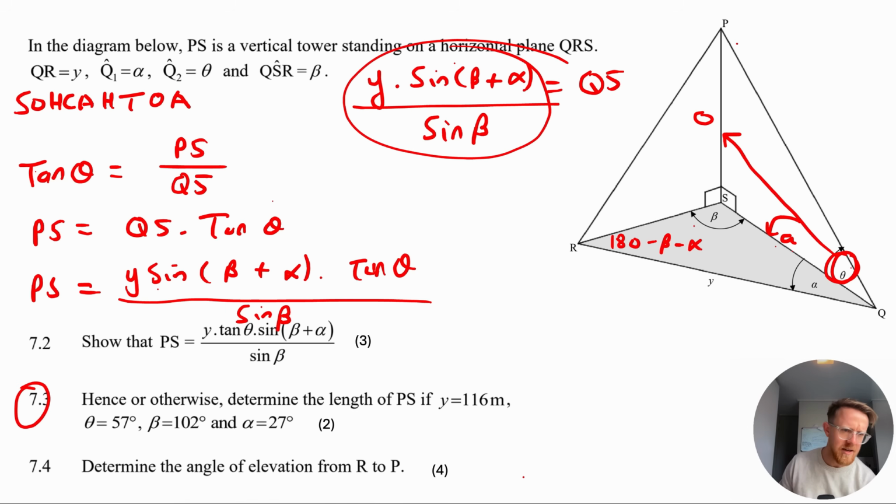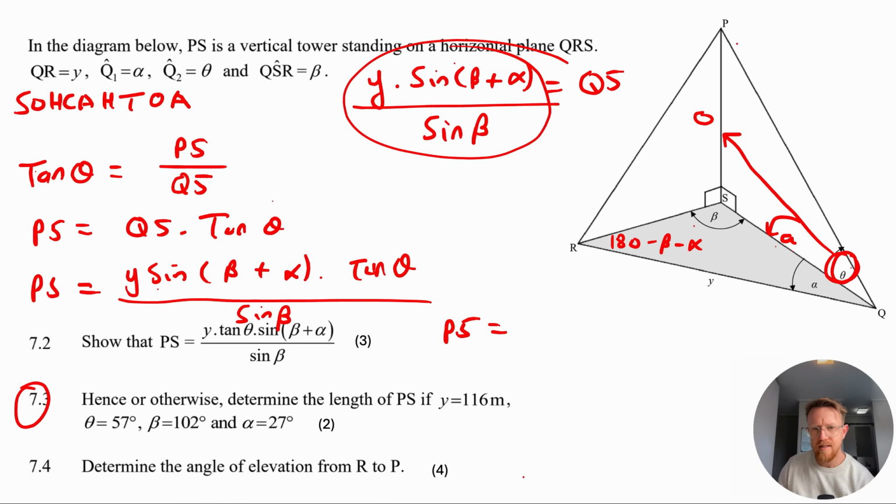This one, I get really annoyed with these types of questions. They're so silly because check this out. They give us the y. They say find the length of PS if y is that. So we've got the y value. They give us the theta value. They give us the beta value and the alpha value. So we're literally just going to go plug in now. What a waste of time.